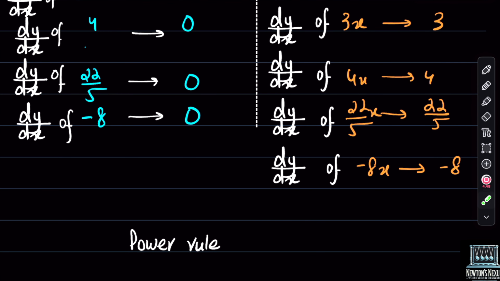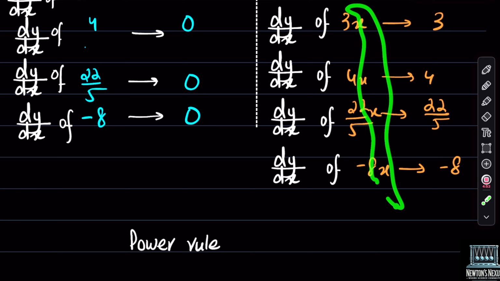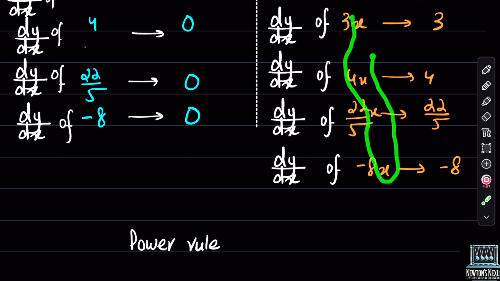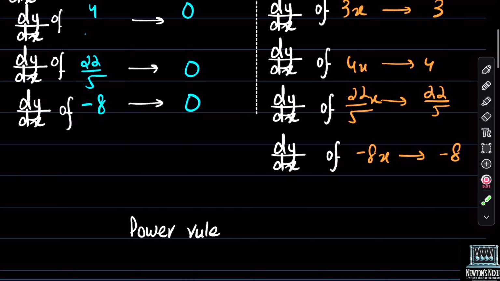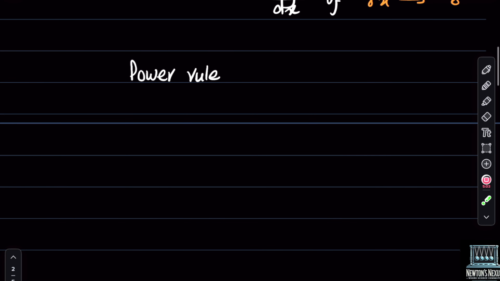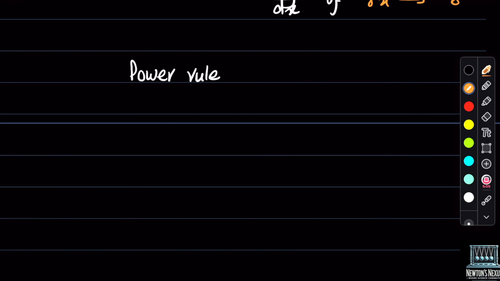Also, take a look at this: all of my variables have a power of 1. So for this rule to be applicable, your power needs to be 1 for your variable. And now let's take a look at a little advanced rule, the power rule.